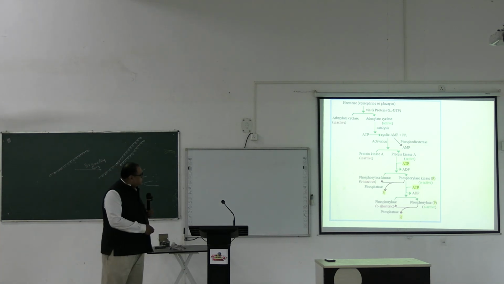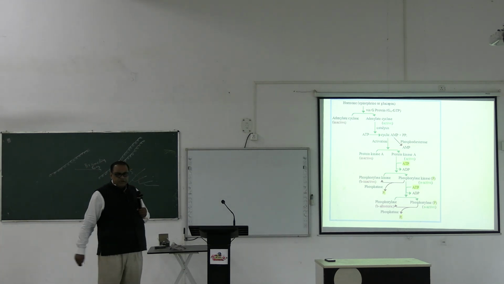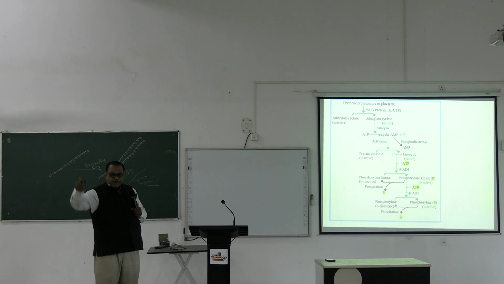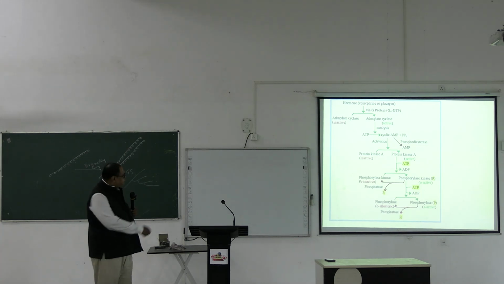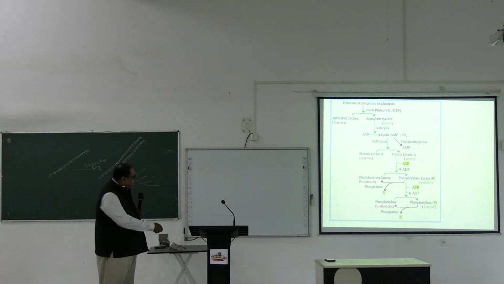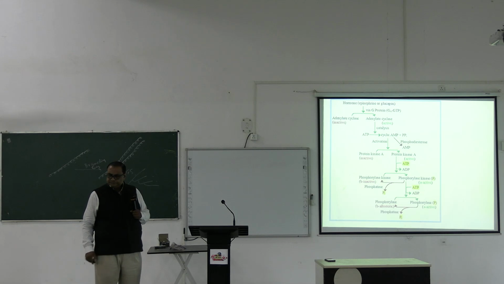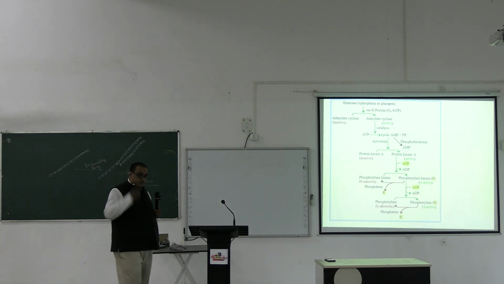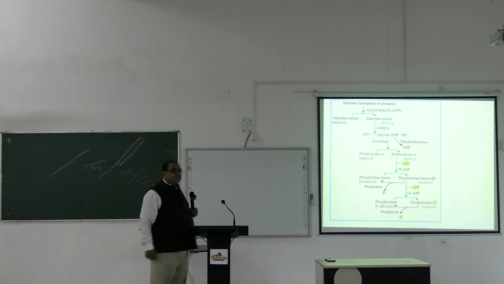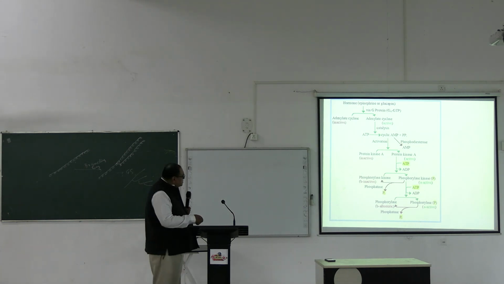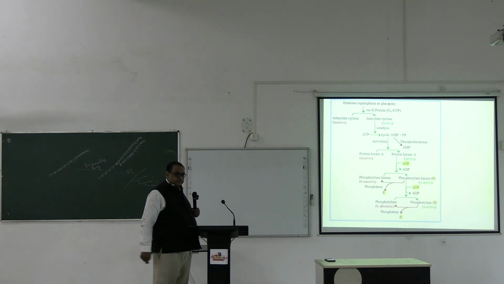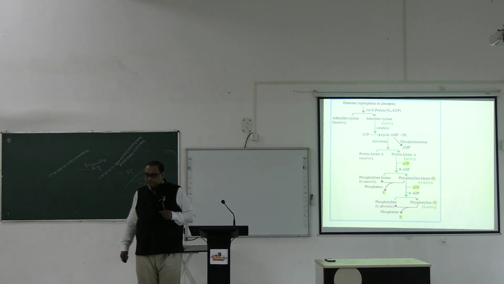Here, the phosphodiesterase enzyme is very, very important. Why? Because it is the only point where we can regulate the whole cascade pathway. If we have an inhibitor which inhibits phosphodiesterase, then what will happen?